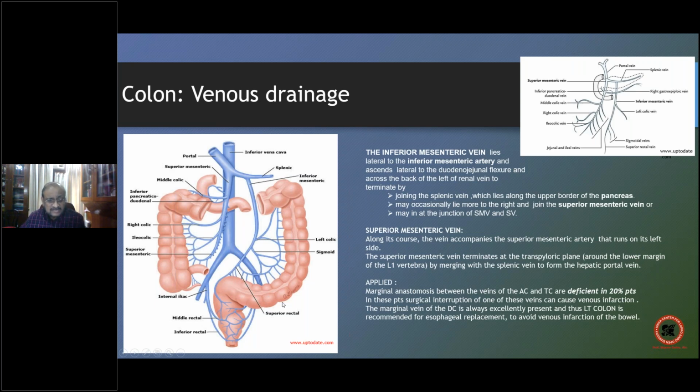And that is the reason that if you want to have a colonic substitute for an esophagus, it should be the left colon rather than the right colon. That is the main reason. That means the vascularity, both the arterial and the venous, towards the descending colon is better as compared to the ascending colon. That is the applied importance of the venous supply.